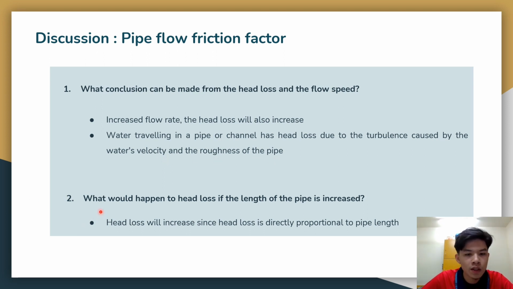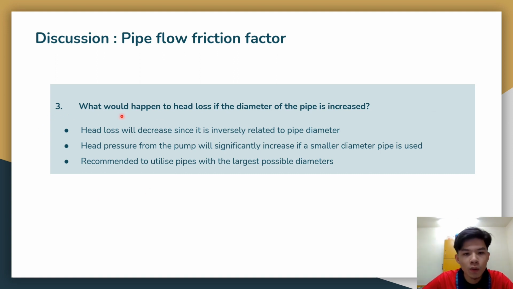The second question is what would happen to head loss if the length of the pipe is increased? And the answer is the head loss will increase since the head loss is directly proportional to the pipe length. The third one is what would happen to head loss if the diameter of the pipe increases. So the head loss will decrease since it is inversely related to pipe diameter. And then the head pressure from the pump will significantly increase if a smaller diameter is used. So it is recommended to utilize pipes with the largest possible diameters.